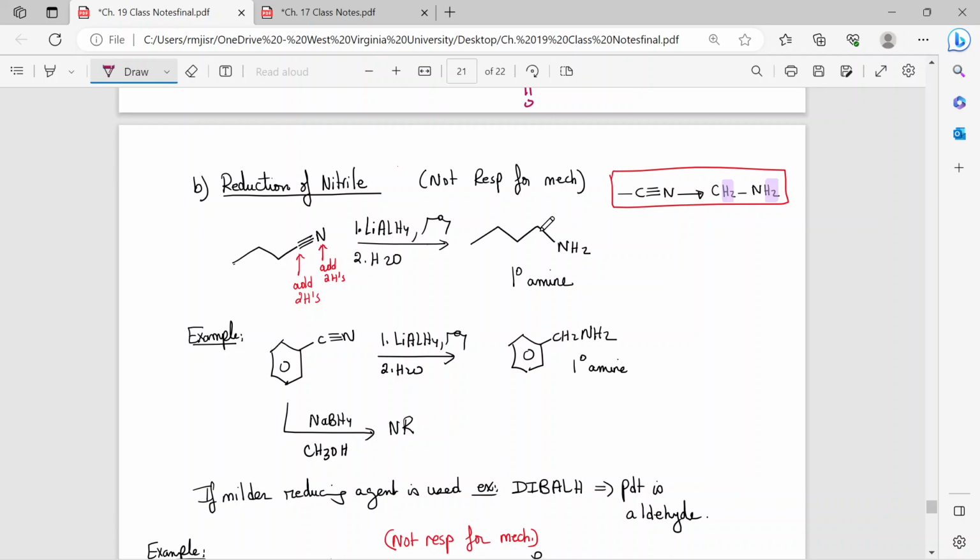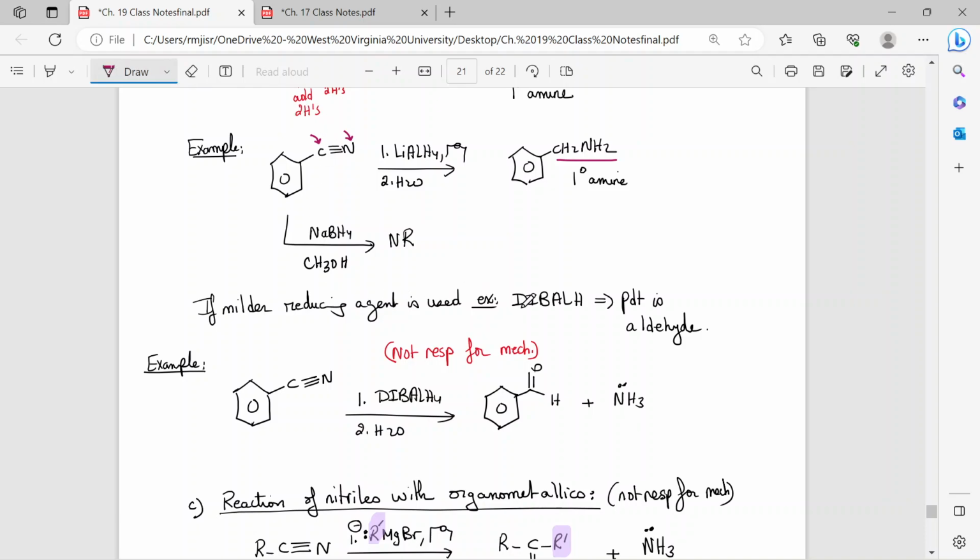As usual, all derivatives of carboxylic acids have no reaction with the sodium borohydride. They do have a reaction with the lithium aluminum hydride. So I'm going to add two hydrogens to this carbon, two hydrogens to this nitrogen. So my product is going to be a primary amine.